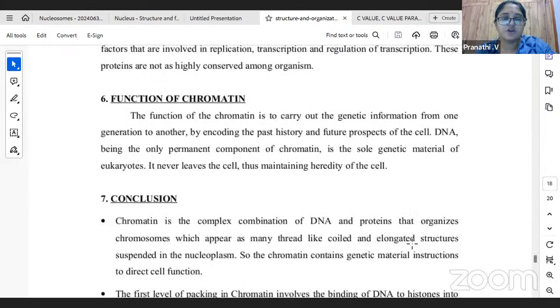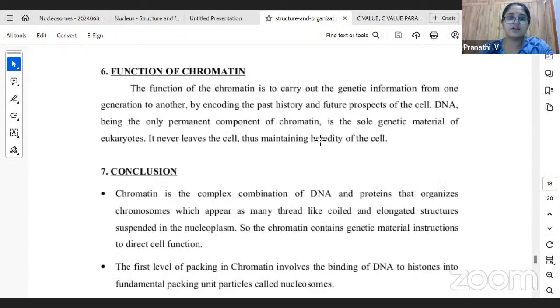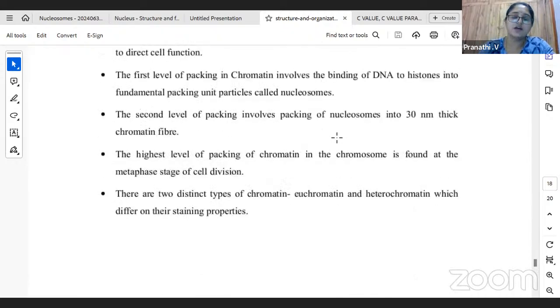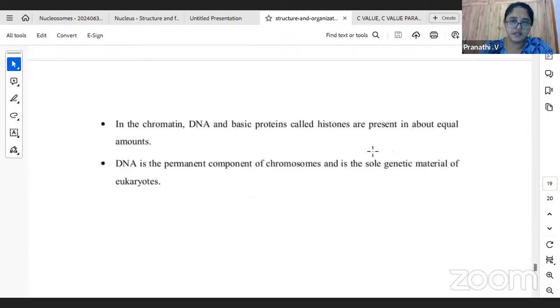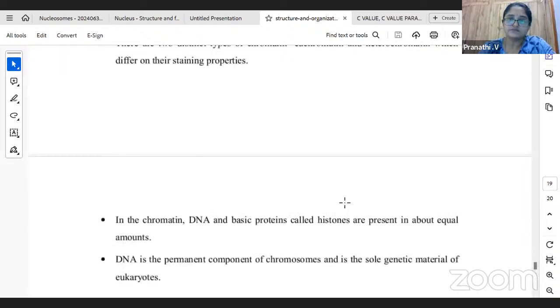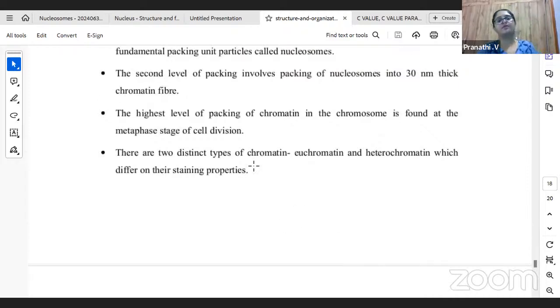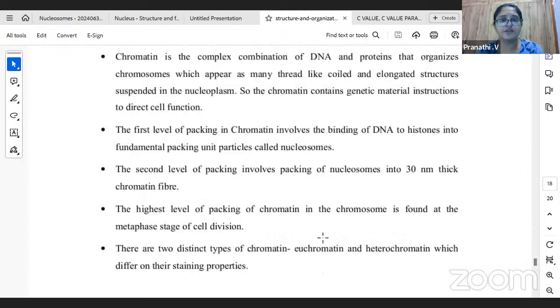Non-histone proteins, we have seen what kind of proteins are present. The histone proteins are basically your H1, H2A, H2B, H3, H4. Non-histone proteins are the structural proteins, basically made up of tubulin, myosin, and different kinds of filaments that are present.